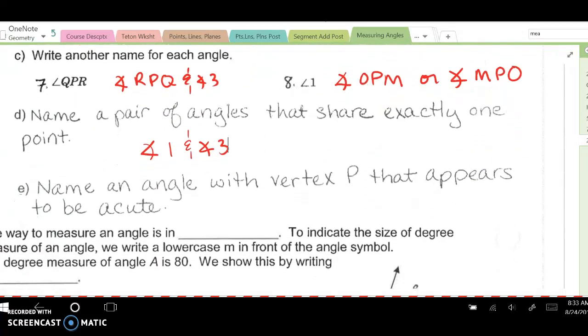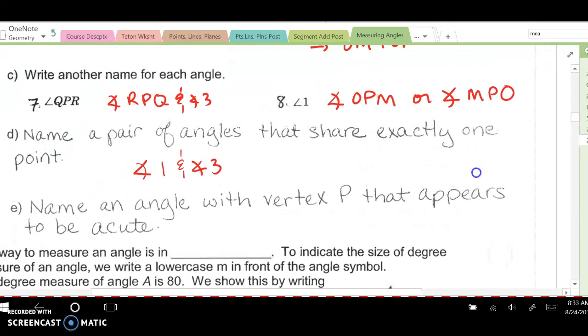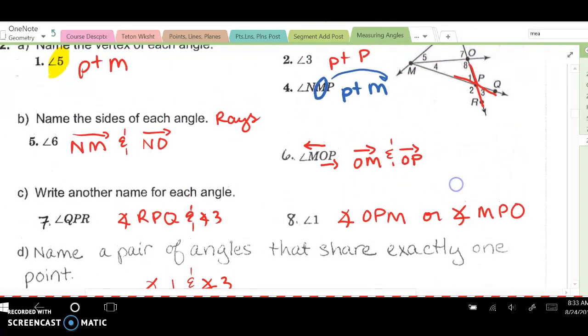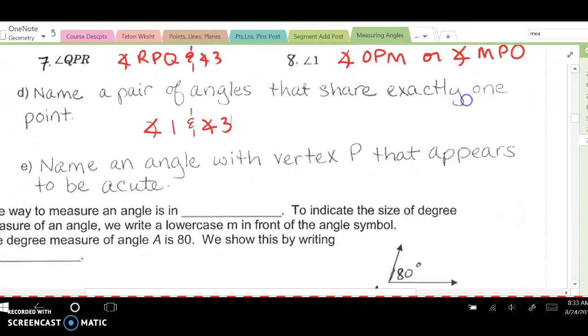All right, name an angle with a vertex P that appears to be acute. You remember, acute means less than 90 degrees. It's a cute little angle, right? And the vertex P, it looks like we got two options. You could say angle 1 or angle 3. You can't say angle 2 because angle 2 is obtuse.